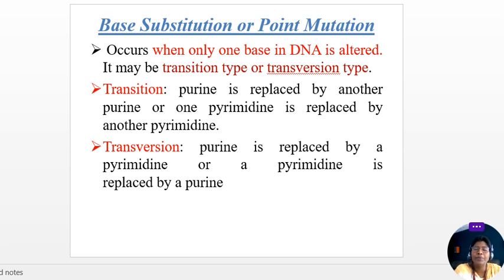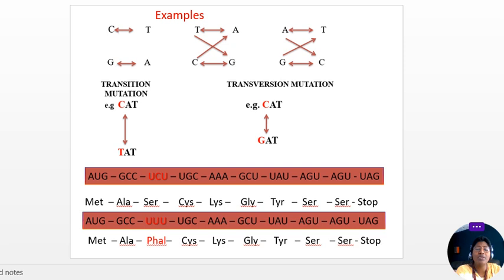Like that, the purine bases in DNA are adenine and guanine. So if adenine is replaced by guanine, or guanine is replaced by adenine in the DNA sequence, that is called the transition type. In the transversion type, a purine base is replaced by a pyrimidine base, or a pyrimidine base is replaced by a purine base. That is called transversion. So this example will help you understand transition mutation and transversion mutation.